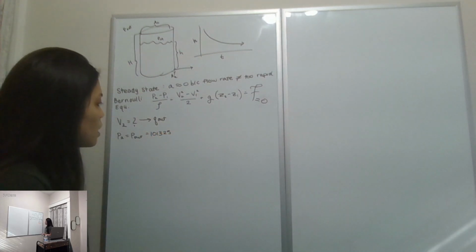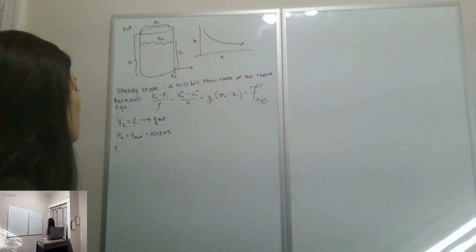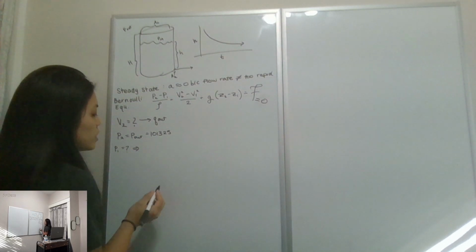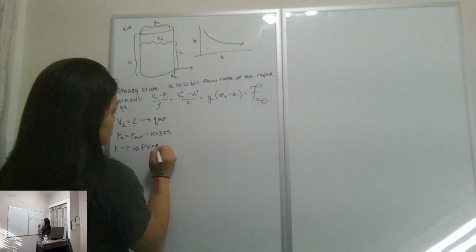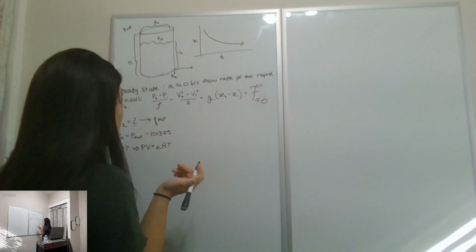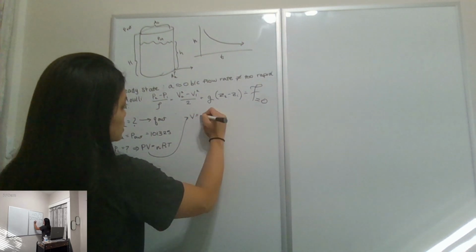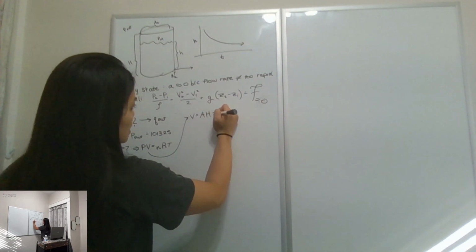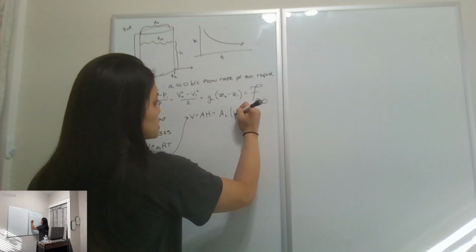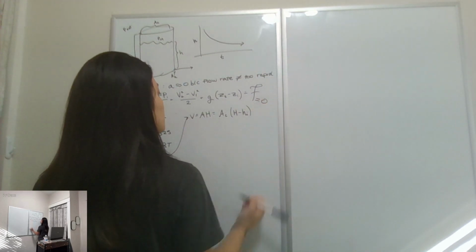101,325. Now the pressure at position 1, to find this, we can use the ideal gas law, which is pressure times volume equals number of moles times gas constant R times temperature. And so first, what is the volume? Well, the volume is just the area times height. And so in this case, it's the cross-sectional area of the tank times the height of the tank minus the initial height of the fluid.